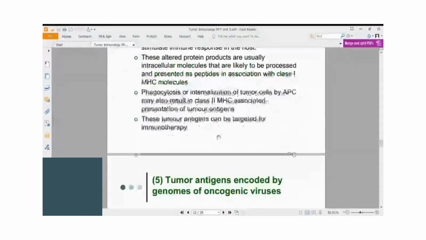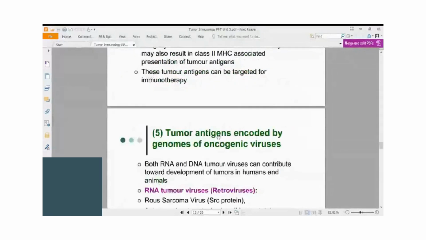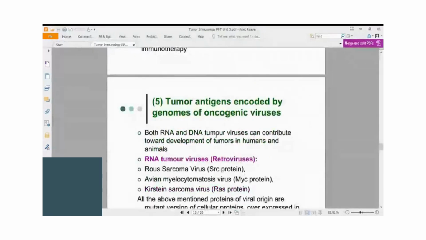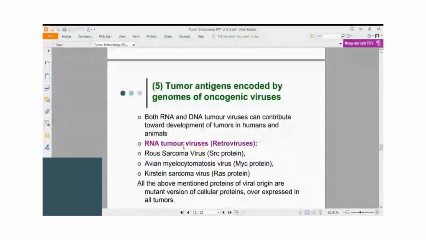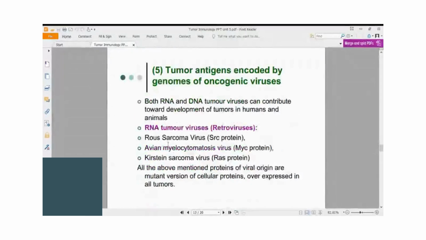Then we will go to another part where the proto-oncogenes which are there in the cell may undergo mutation by the oncogenic viruses, and they are RNA and DNA tumor viruses. So RNA tumor viruses are called retroviruses. I have given 3 examples here. There are many more. One of them, the first discovered RNA tumor virus, is called Rous sarcoma virus, named after the scientist Peyton Rous.